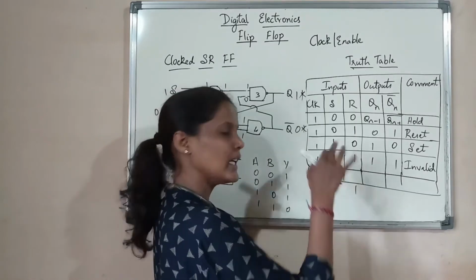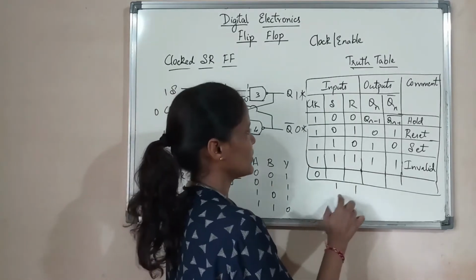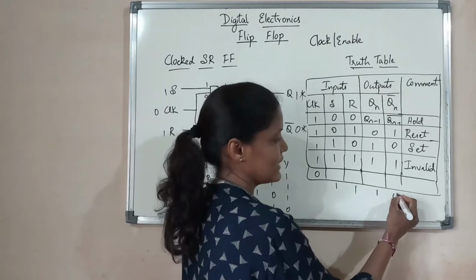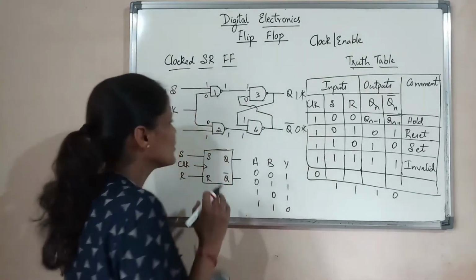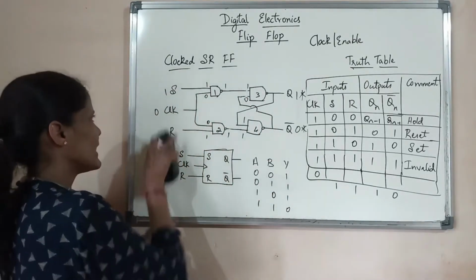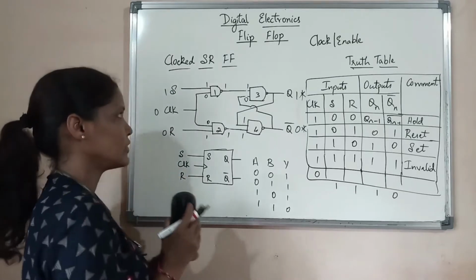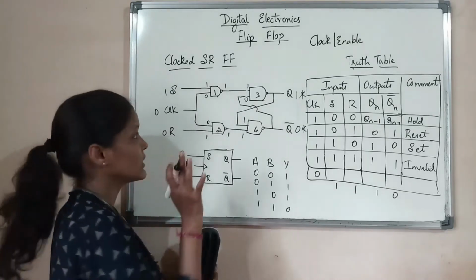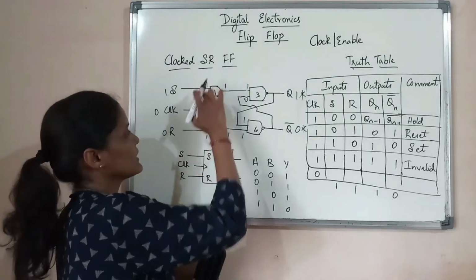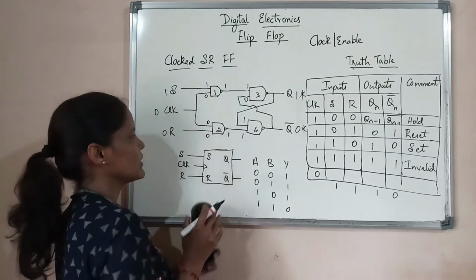ಇಲ್ಲಿ ಬರೆಯಲ್ಲ ಈಗ ಸದ್ಯಕ್ಕೆ, ಆಮೇಲಿಂದ ಬರೋಣ. When both the values are equal to 1, the output is equal to 1 and 0. ಆಯ್ತಾ? ನೆಕ್ಸ್ಟ್ ಇನ್ನೊಂದು ಕಂಡೀಷನ್ ಚೆಕ್ ಮಾಡೋಣ. ಆಯ್ತಾ? When s value is equal to 1, r value is equal to 0, but clock value is equal to 0 itself. So this is equal to 1, this is equal to 0.